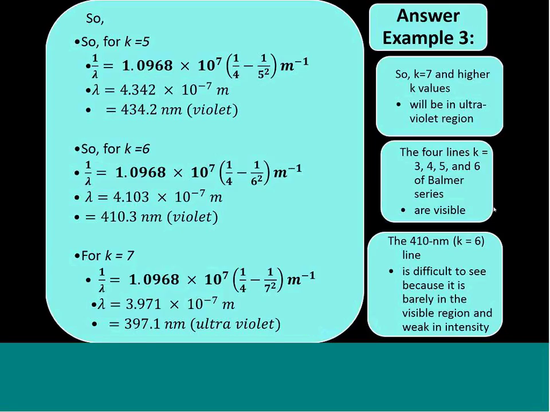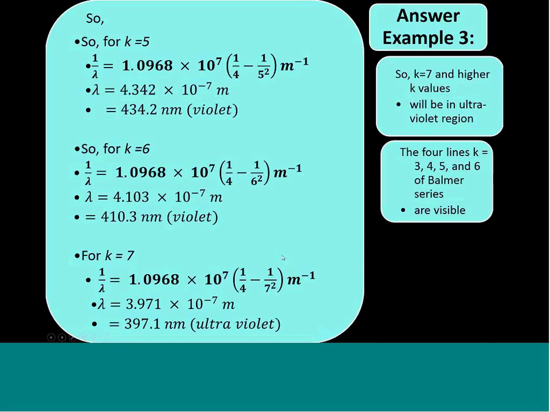Or K equal to 6, the line is difficult to see because it is very near the edge of the region and weak in intensity. So for K equal to 6, it is a bit difficult for us to see because it is close to the lower limit of the visible light wavelength.